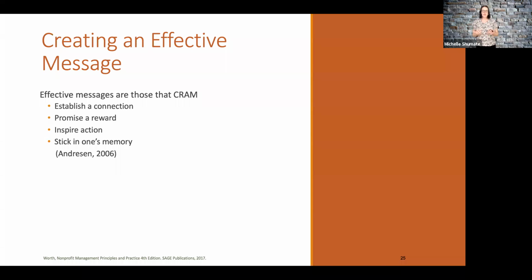But one of the pieces of the CRAM model that I particularly appreciate is this recognition that ultimately what you're after is to first make a connection with the stakeholder. Not to simply get them to do something, but to begin to establish a relationship with you as an organization or as an ambassador for that organization.